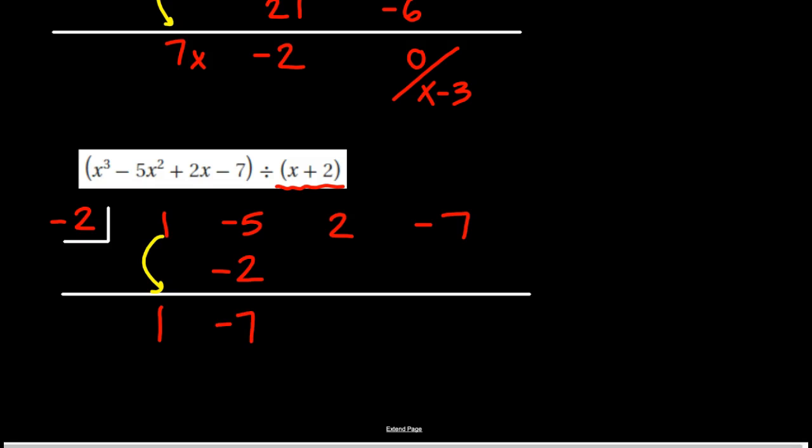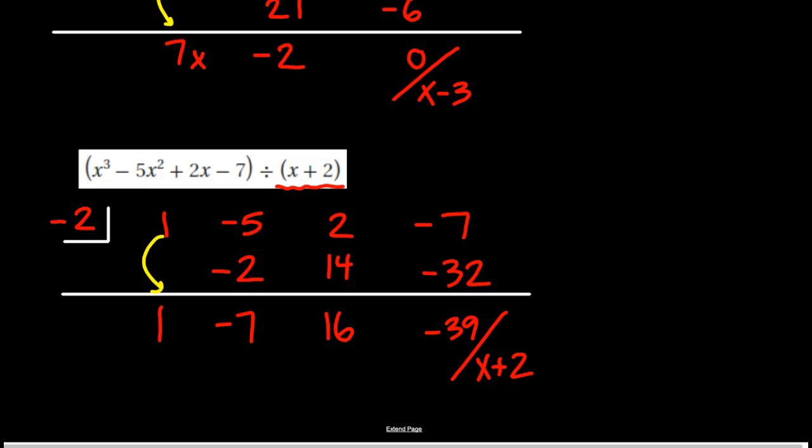And now we just start over with the number in the box times the -7, 14, and now we add them again. 2 plus 14 is 16. Start over, take that -2 times the 16, and we get -32. Add those, and we get a remainder this time of -39. The last number is always your remainder. That is going to be over x plus 2.